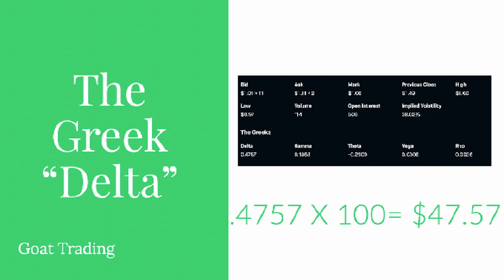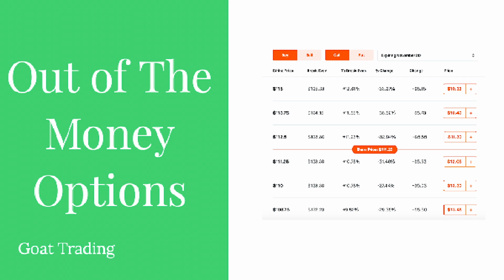And there's actually a way to figure out how much you can make or lose on your option for every dollar the stock price goes up or down. You use the Greek called the delta. It's one of the 5 Greeks, and it literally tells you how much you will make for every dollar the stock goes up if you have a call, or how much you will lose for every dollar the stock goes down. And remember, everything's multiplied by 100. So this 0.4757 is really about $47.50.